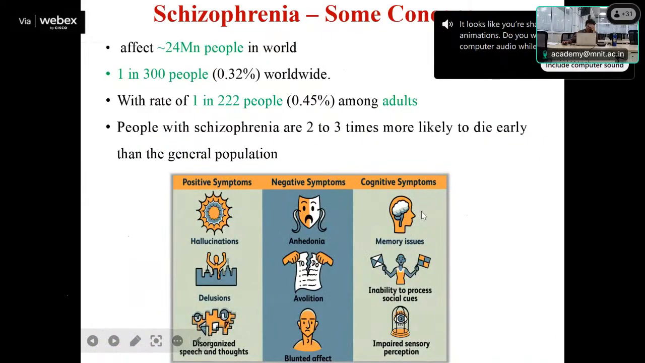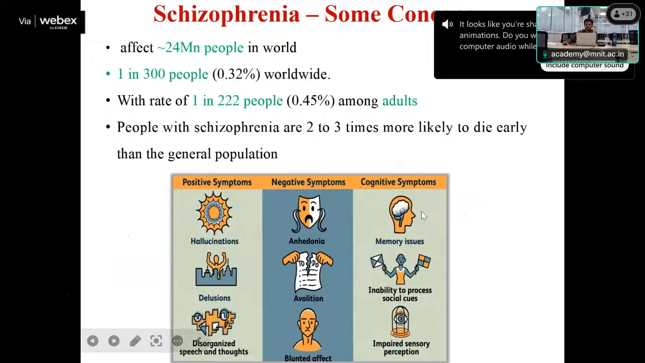Similarly, schizophrenia. Schizophrenia is nothing but some sort of hallucination. Somebody does not exist in the world, but still you see the existence of that person. That is schizophrenia. The schizophrenia patient population is also very huge, 24 million. That is also very large.